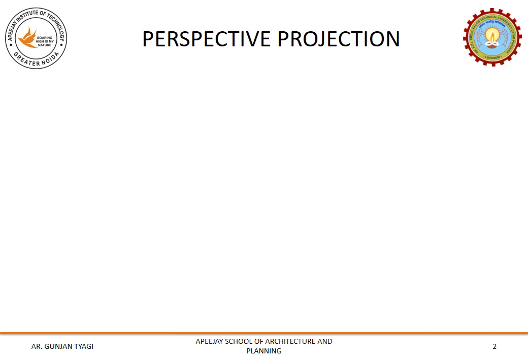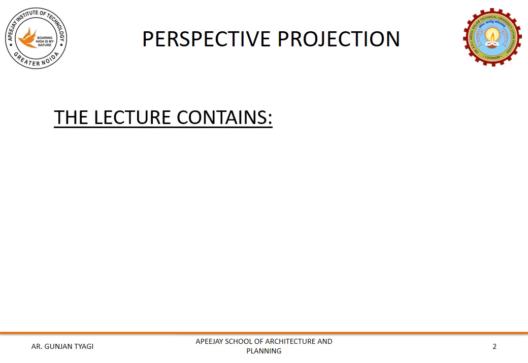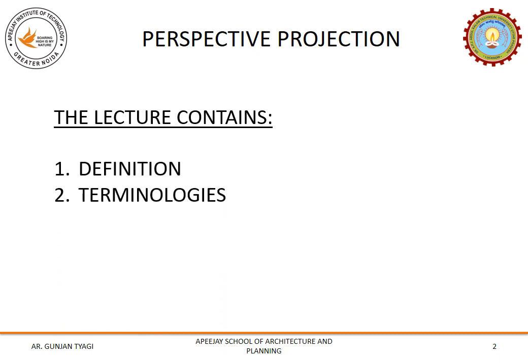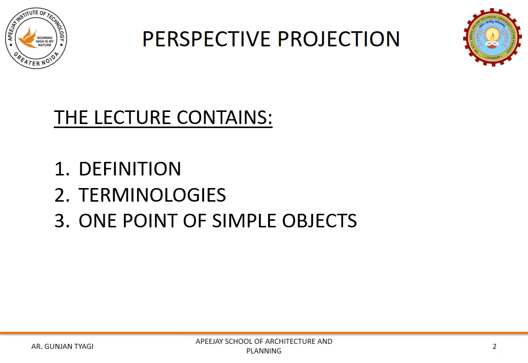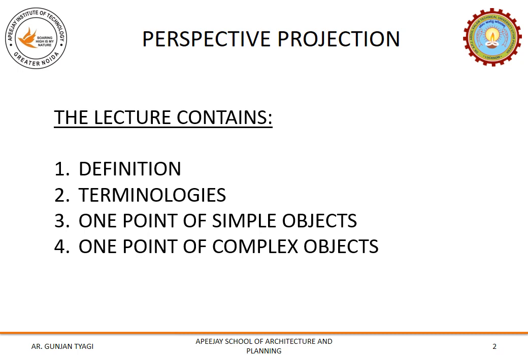I would like to mention what this lecture contains. The first thing in this lecture is the definition. Then we will learn about the terminologies used in perspective projection. Then we will go through the drawings of 1-point perspective of simple objects, then 1-point perspective of complex objects, and in the end we will learn about 1-point perspective of the furniture.